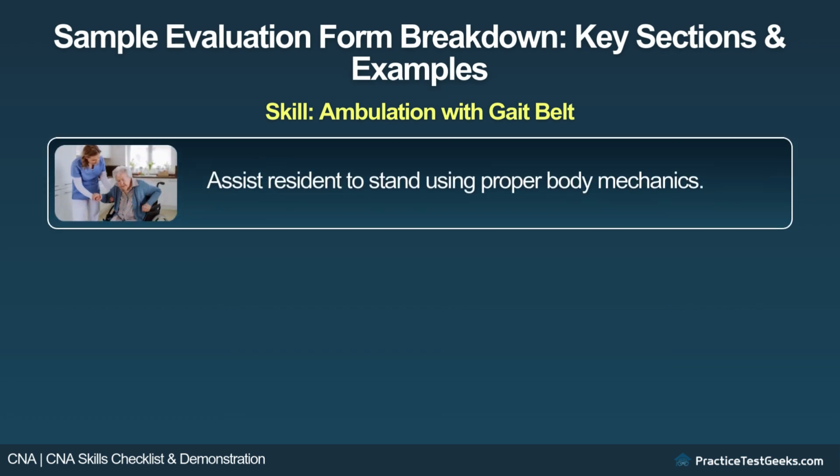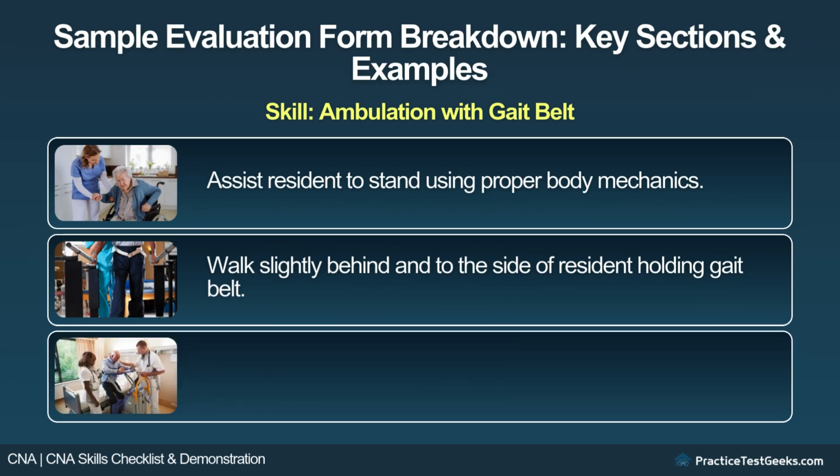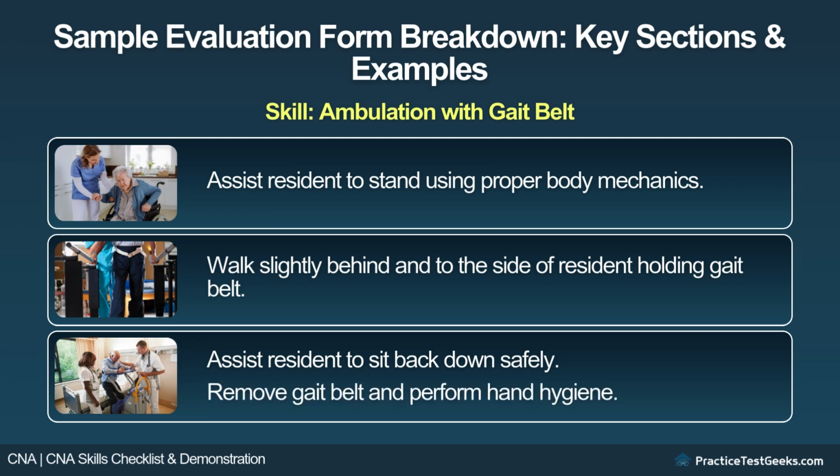Step 3, apply the gait belt securely around the resident's waist. Step 4, assist the resident to stand using proper body mechanics. Step 5, walk slightly behind and to the side of the resident while holding the gait belt. Step 6, assist the resident to sit back down safely. And Step 7, remove the gait belt and perform hand hygiene. For this skill, all steps are considered critical, meaning every action must be done correctly. With ambulation, precision matters. Missing even one step can lead to failure.